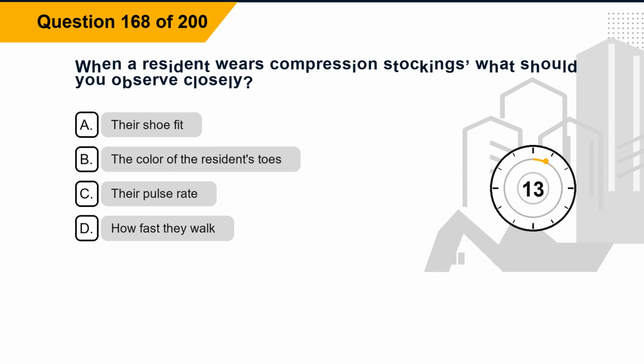Question 168. When a resident wears compression stockings, what should you observe closely? Option A, their shoe fit. Option B, the color of the resident's toes. Option C, their pulse rate. Option D, how fast they walk.